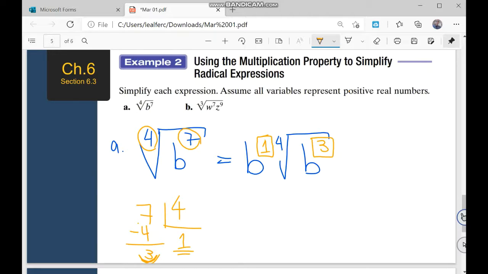And that's going to be your answer. See? The answer is b exponent 1, but we don't need to write 1, times the fourth root of b cubed. This is how you simplify, and you're going to apply the multiplication property when you have variables. I think it's easier because you just have to work this step by step. You don't need to break down, you don't need to factor out, you just need to do this step by step and find the results. Okay?